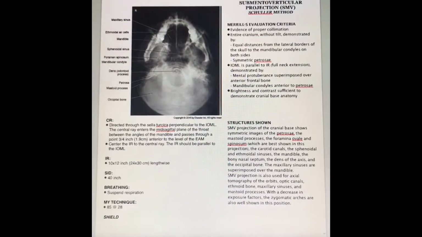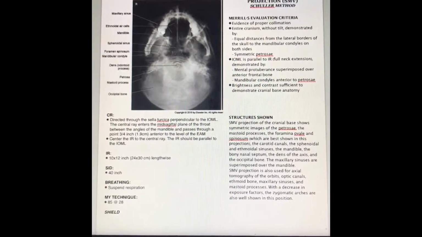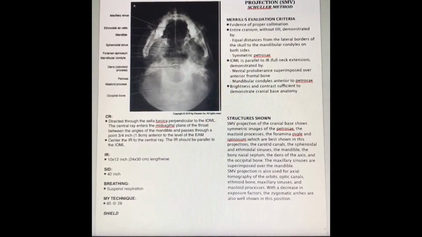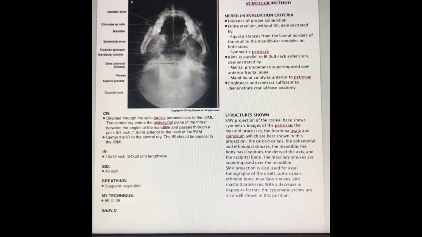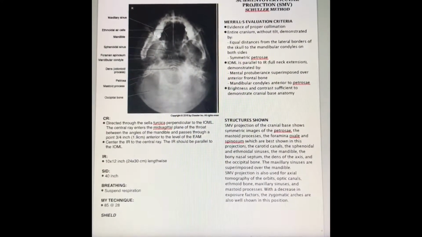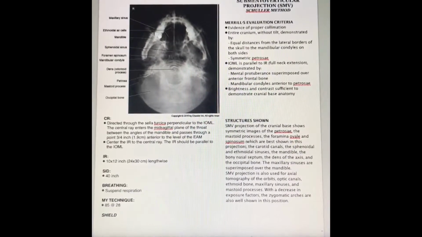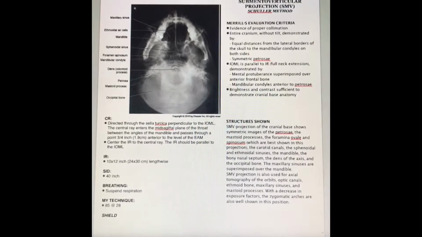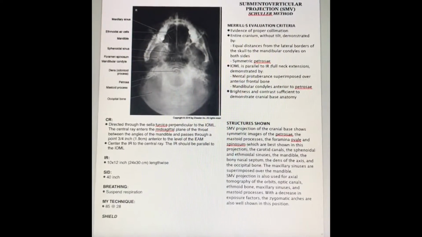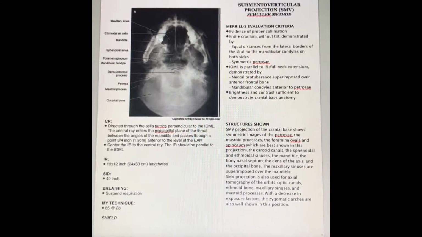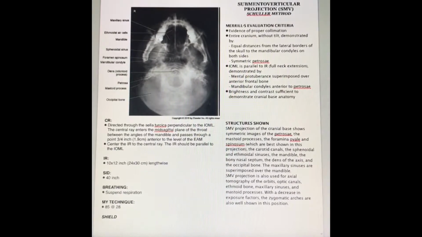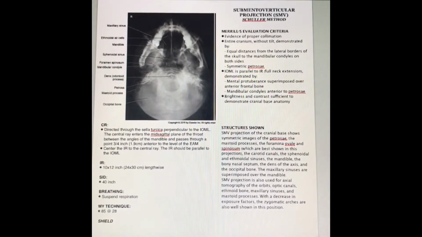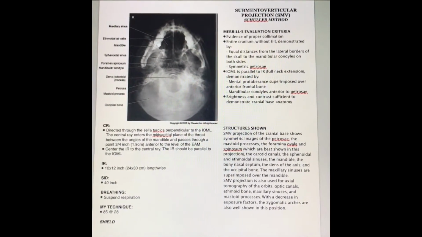Central ray for this projection is directed through the sella turcica perpendicular to the IOML. The central ray enters the mid-sagittal plane of the throat between the angles of the mandible and passes through a point 3/4 inch anterior to the level of the EAM. Center the IR to the central ray. The IR should be parallel to the IOML.